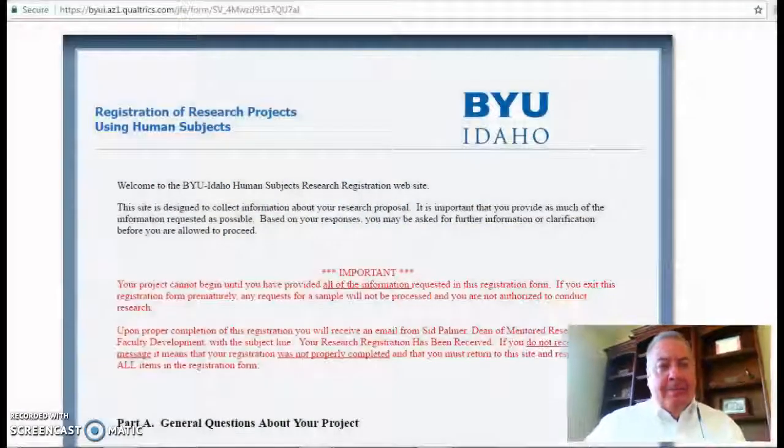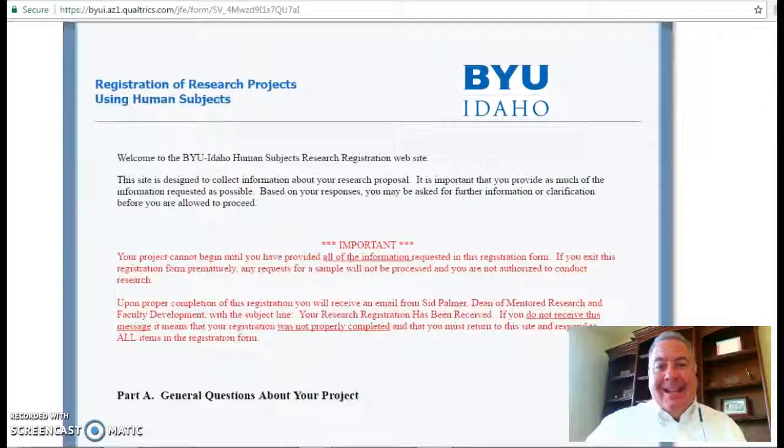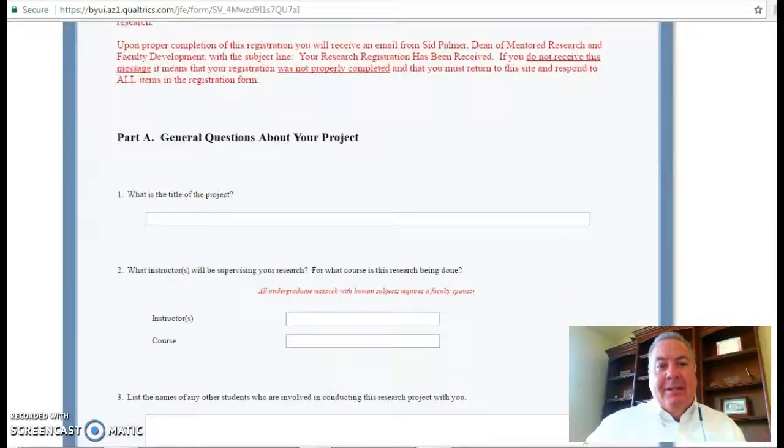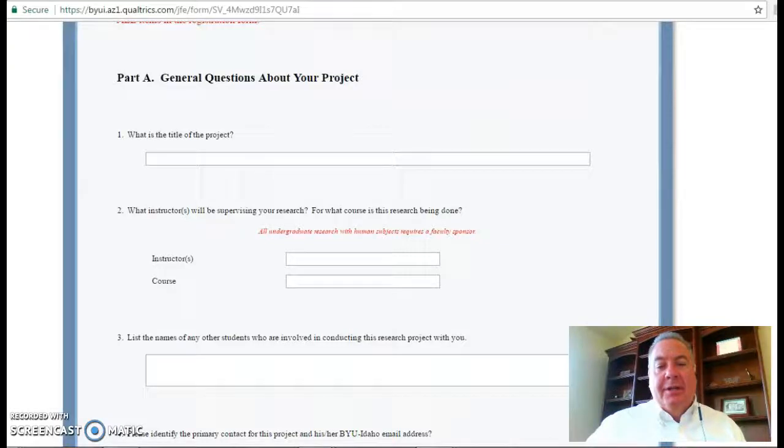But first, logistics. Because this is considered a human use study, you have to work through Dr. Sid Palmer's office in order to get these approved. So I have included a link to that, and it will look like this. So you're going to fill this out as you go through it, and there's a sample that's included in the links, but this is a blank one. You go through and tell what the project is.